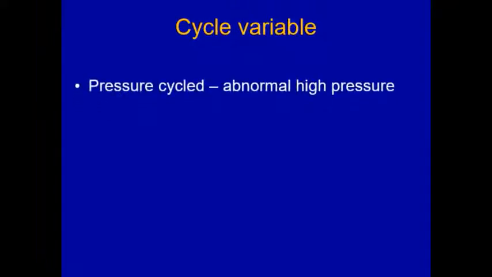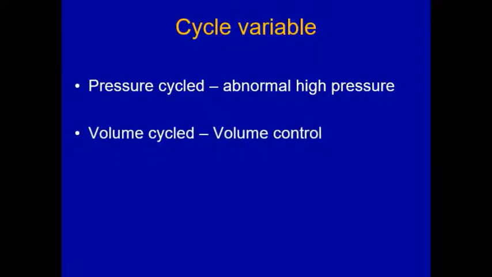So next we have this cycle variable. Cycling means the changeover from inspiration to expiration. So here we have pressure cycle breaths. Pressure cycle breaths occur whenever there is a high airway pressure, for example, when the patient coughs or there is kinking of the circuit. So in these cases we have this pressure cycling of breath.